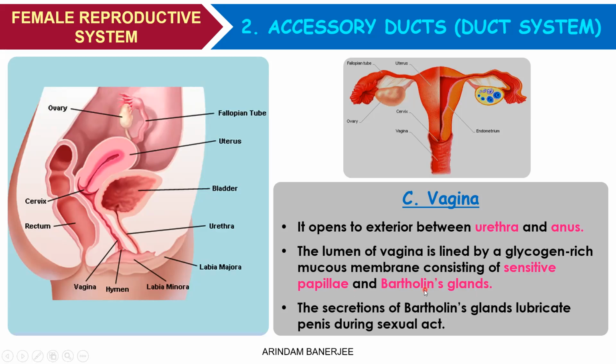So what is the Bartholin gland? Remember, like I told you, in males there is Cowper's gland, the bulbourethral gland. What is the function of that gland? It lubricates the penis during sexual intercourse, and here also, the Bartholin gland in females lubricates the penis during sexual intercourse.